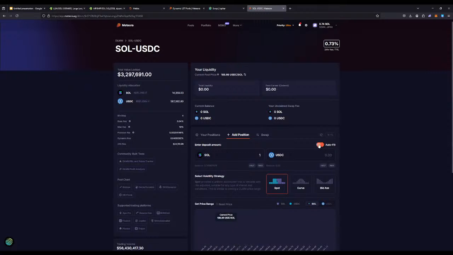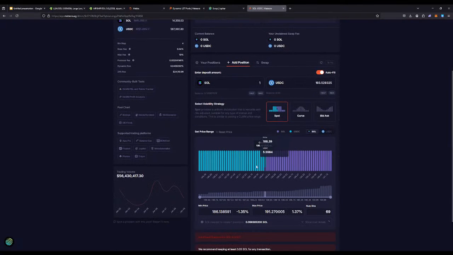So I'll just input any amount. You can see here these are the bins, and what is basically happening here is, instead of providing liquidity on a curve price, which is basically a continuous price model, here liquidity is provided on fixed price points. So for example, in this bin, the price for Solana is 186.14. So in this bin, all the swaps will happen with zero slippage at the price of 186.14.